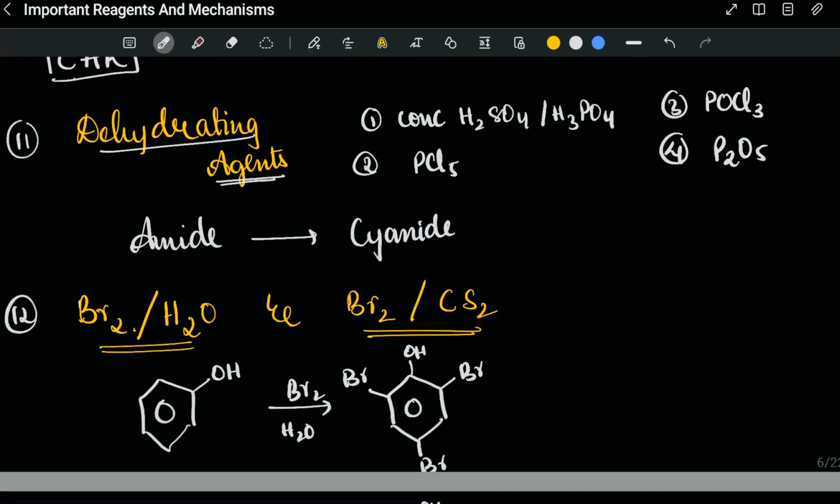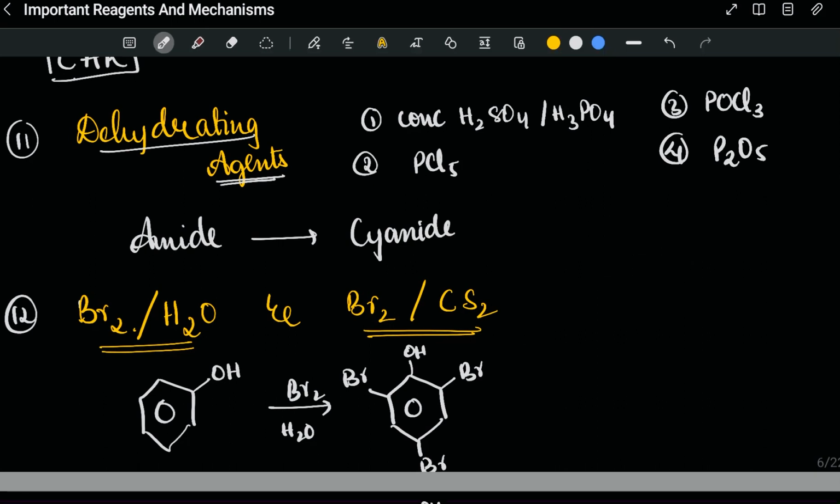Now, dehydrating agents. Here we have 4 dehydrating agents, which are very important. Dehydrating agents do exactly what they are meant to do. They remove H2O. Now, whenever in our product we have H and OH, something like that, and then we add P2O5, P2O5 is a very strong dehydrating agent. We are going to just remove water and then we'll make it an alkene.